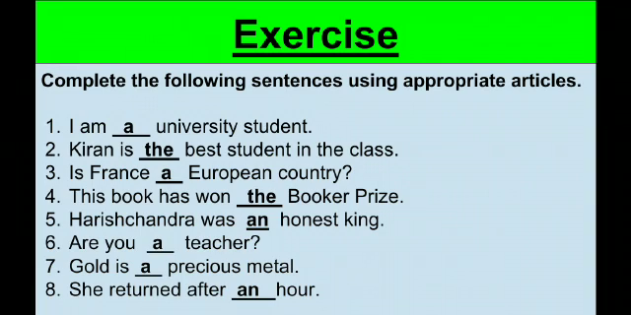Now coming to the eighth sentence: She returned after dash hour. Again, in "hour" the sound is a vowel sound. That's why I have used "an". She returned after an hour.